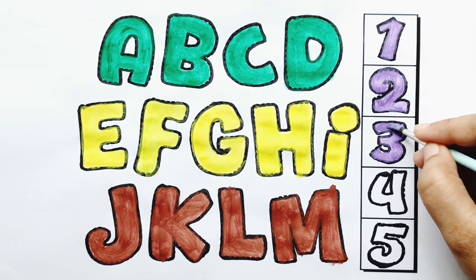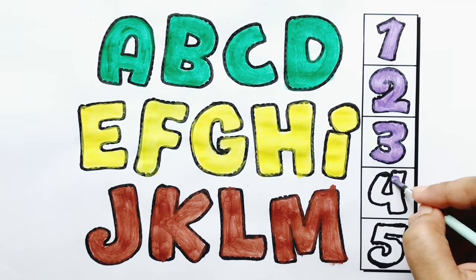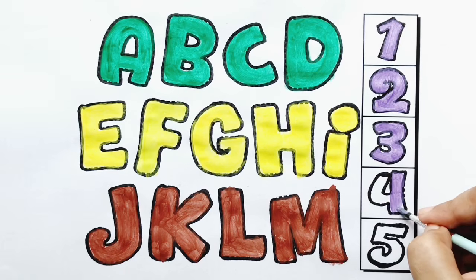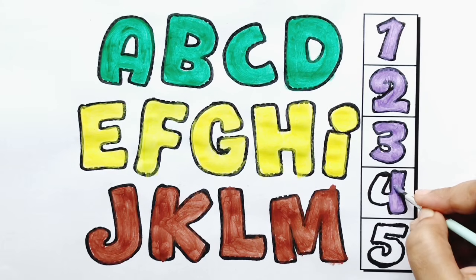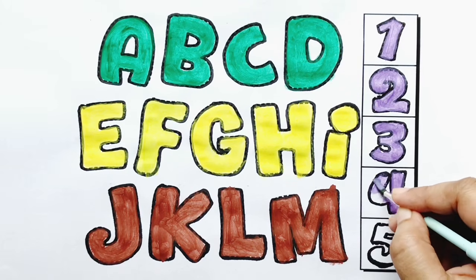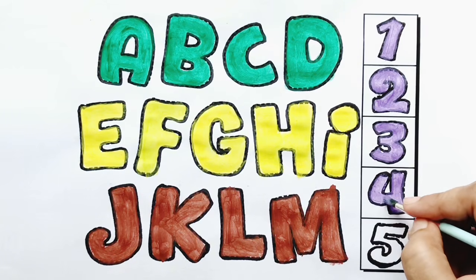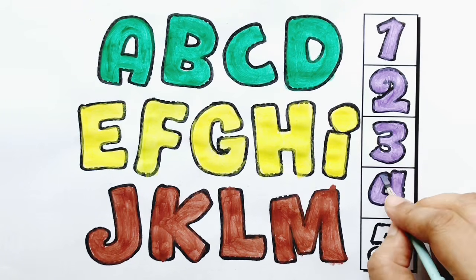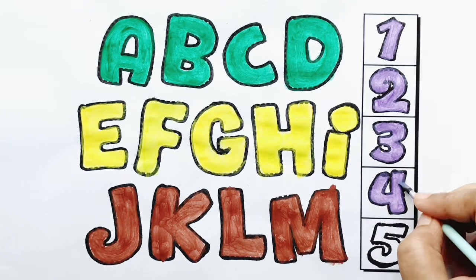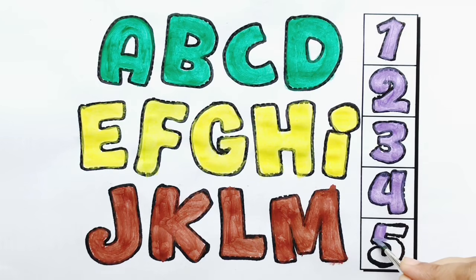A, B, C, D, E, F, G, H. Number 4. K, L, M, N, O, P, Q, R, S, T, U, V, W, X, Y, and Z. Now I know my ABCs. Next time, and last, number 5. Sing with me. A, B, C, D, E, F, G, H, I, J, K, L, M, N, O, P, Q, R.